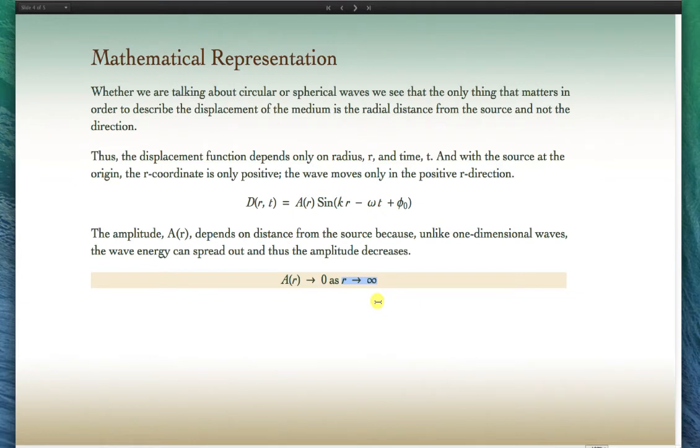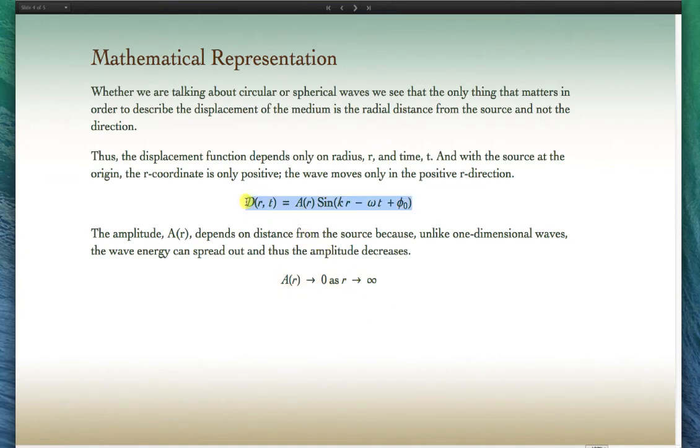For a one-dimensional wave, if there's no friction loss or anything like that, that one-dimensional wave will have the same amplitude for all of the x-axis, no matter where you are, because there's no other place that wave can go. It's always going to be on the x-axis. For circular and spherical waves, that wave can spread out over the plane or over all of space if it's a three-dimensional wave.